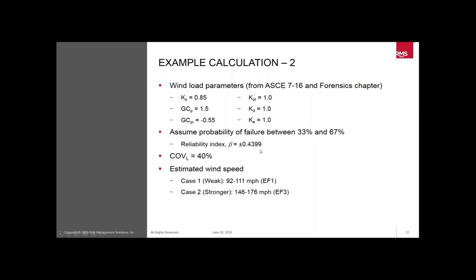Based on these values, this reliability index and these probabilities of failure, we can estimate the wind speeds. For case one, we estimate 92 to 111 miles an hour, which is roughly an EF1 category wind speed. For case two, using the 8-penny nails, the estimated wind speeds are 146 to 176 miles an hour, so a strong EF3 category. This is where we're trying to go: using probability and reliability to come up with a reasonable estimate of the wind speeds that might have caused that failure.